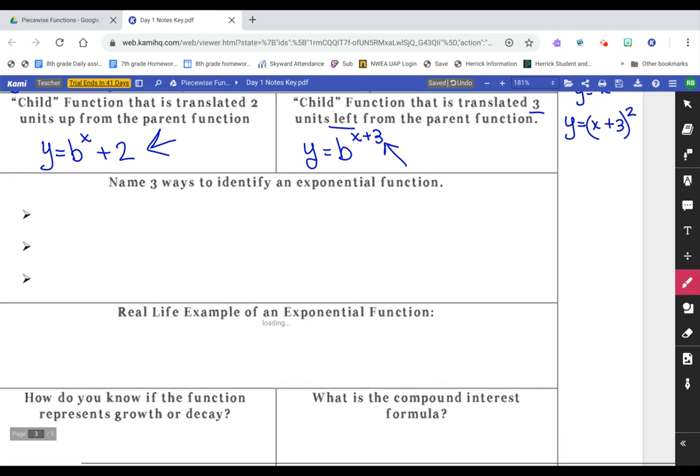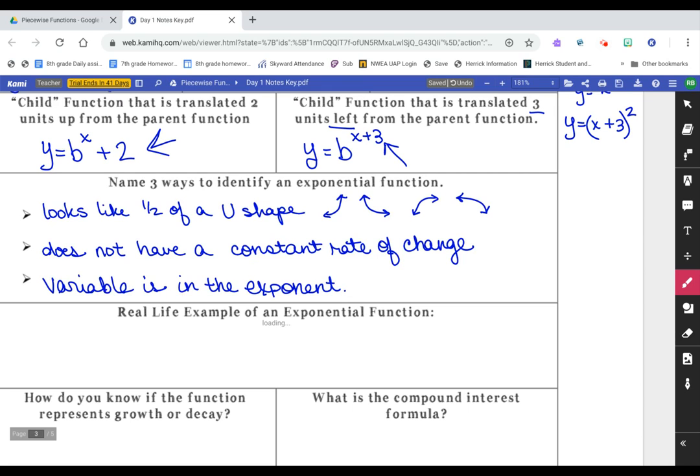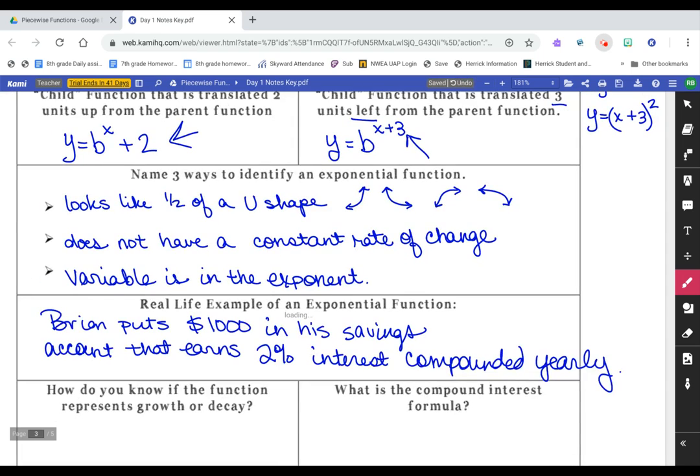Okay, ways to identify exponential functions. An exponential function looks like half of a U shape. It does not have a constant rate of change, so your slope is not constant, and the variable is in the exponent. A real-life example of an exponential function would be: Brian puts $1,000 in his savings account that earns 2% interest compounded yearly.